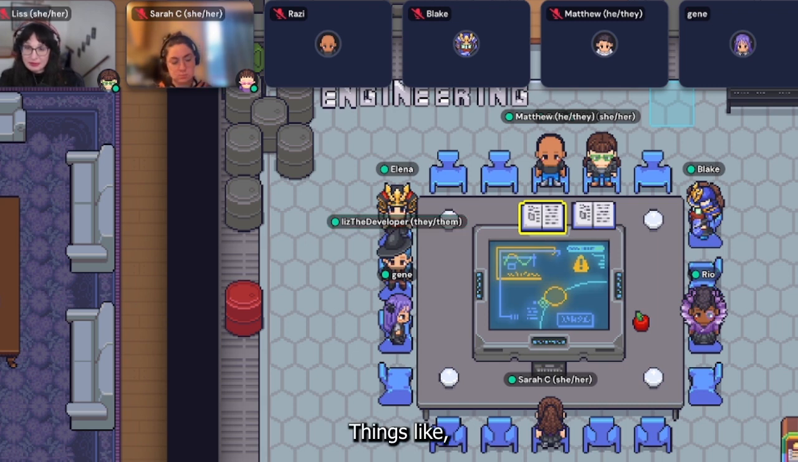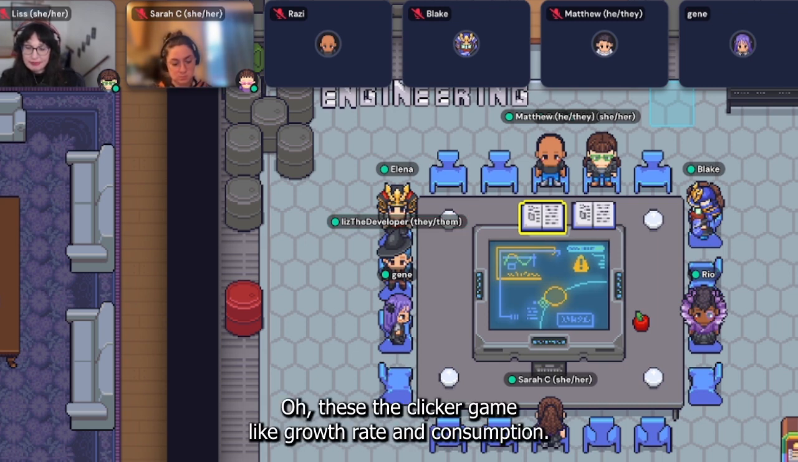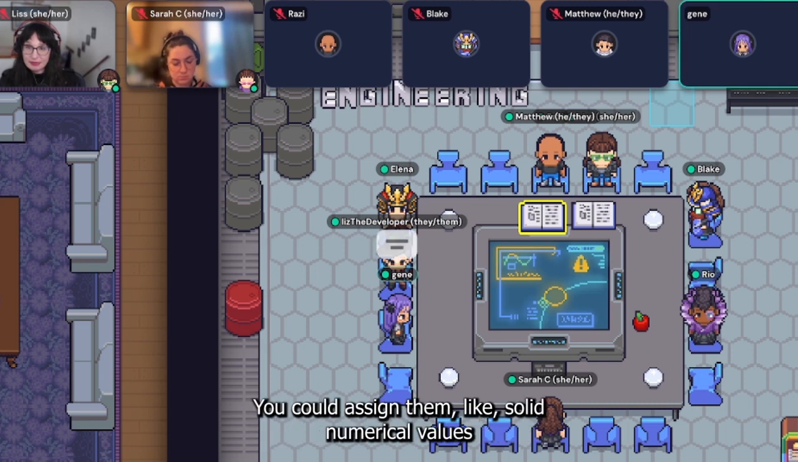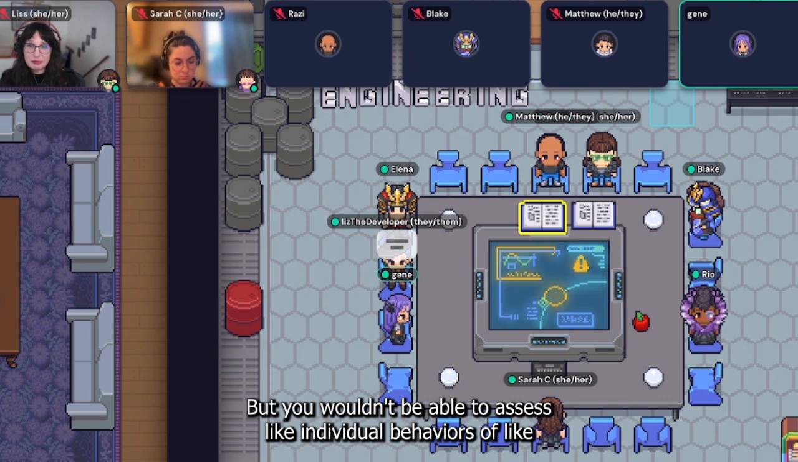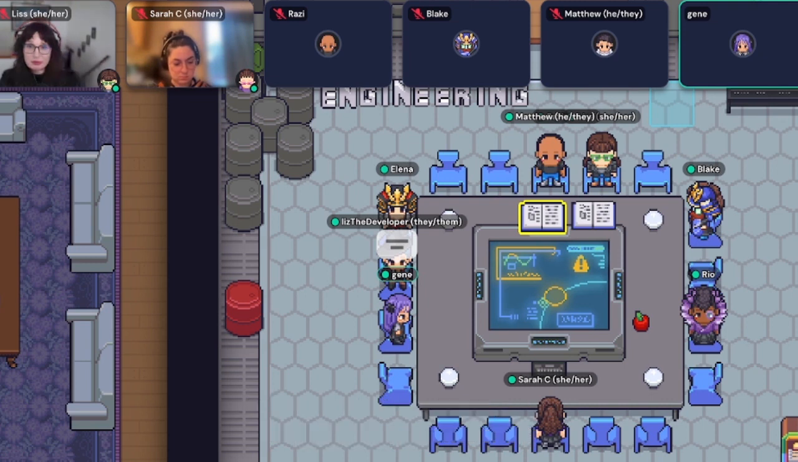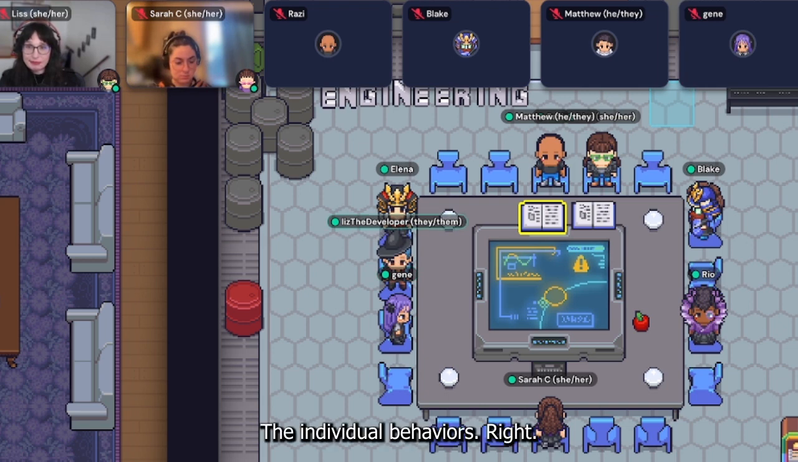Things like, at least for the clicker game, growth rate and consumption, you could assign them solid numerical values that seem reasonable for whichever population is at hand, but you wouldn't be able to assess individual behaviors of each creature in the species. Exactly, right. The individual behaviors.